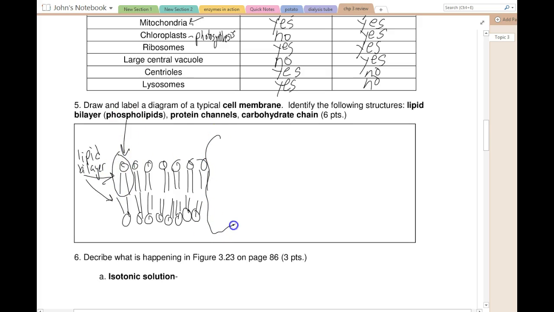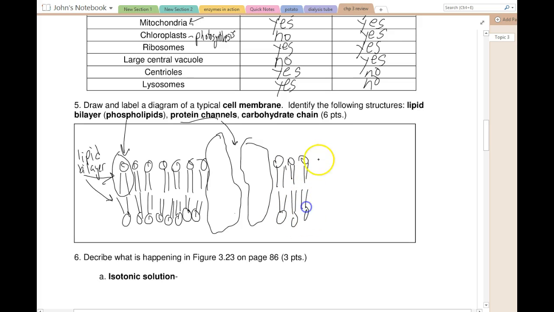Now, a protein would be wedged inside. So this would be a protein channel, and here's your protein channel. And on some proteins, you're going to have carbohydrates, right? On some proteins, you'll have these carbohydrate chains that help identify and tag the cell. They act as identifying markers. So there's your carbohydrate chain right there.